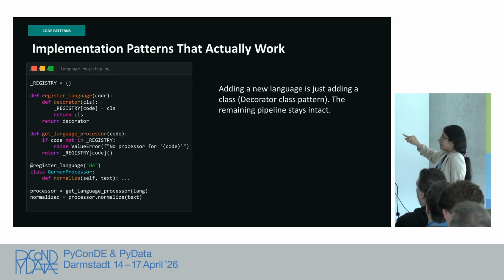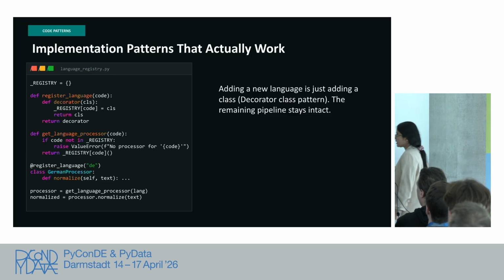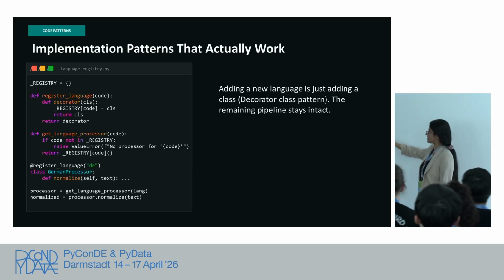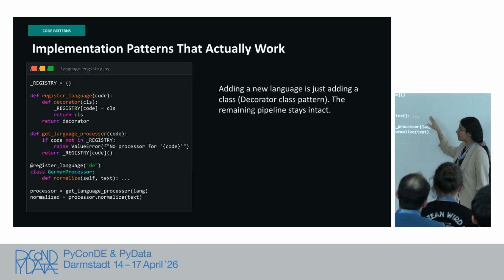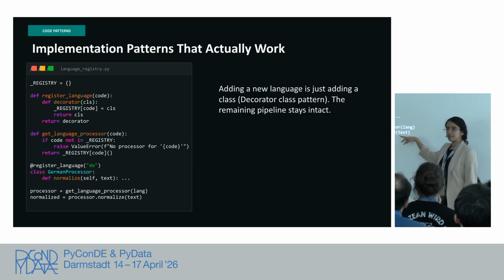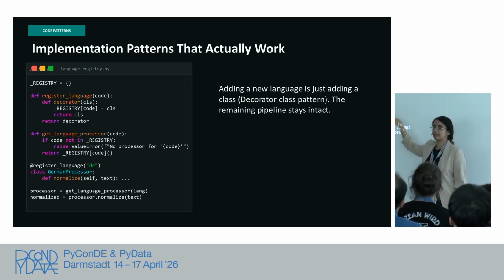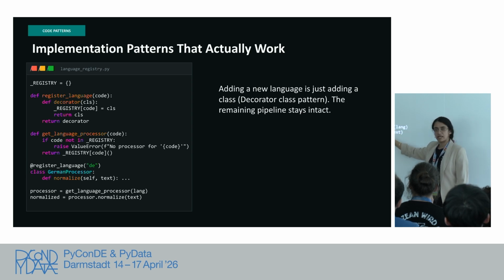So here I've added a German processor. It's a decorator design pattern. Here you can see the German processor, then its normalizer and different pipeline steps. If you want to include a different language, you have to write the same code, but for a different language. The English processor and normalizer will be different, and so on and so forth.